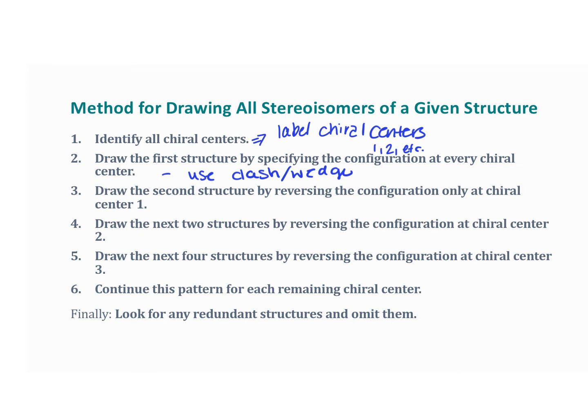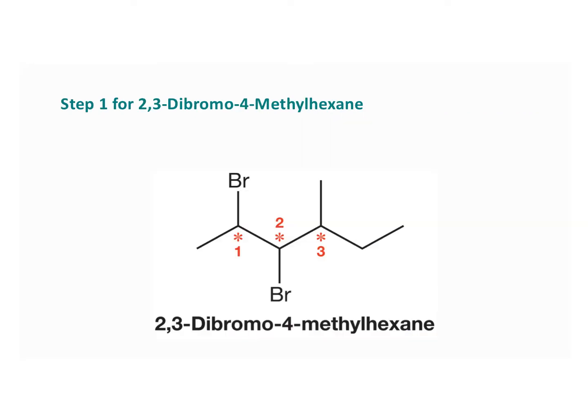And make sure as you continue this pattern, the number of structures will double each time. And then, of course, you want to look for anything that's redundant and omit those. So let's do an example of this.